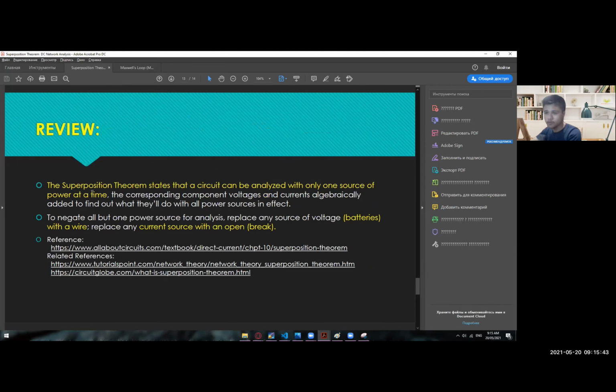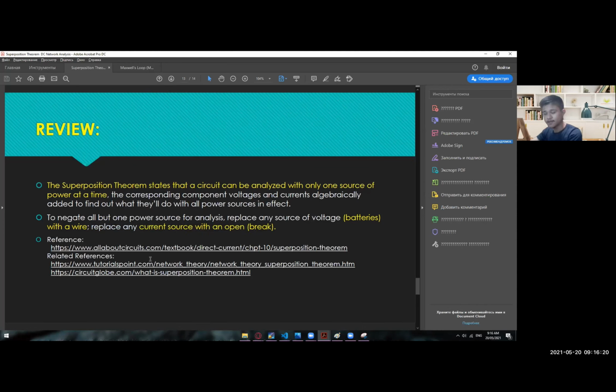Just a review again, the superposition theorem states that a circuit can be analyzed with only one source of power at a time. The corresponding component voltages and currents are algebraically added to find out what they'll do with all power sources in effect. To negate all but one power source for analysis, for the voltage sources, replace any sources of voltage or batteries with a wire, or just short it. For the current source, replace any current source with an open break, or just break it.